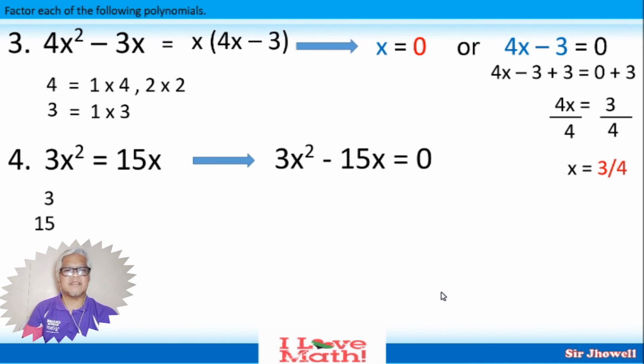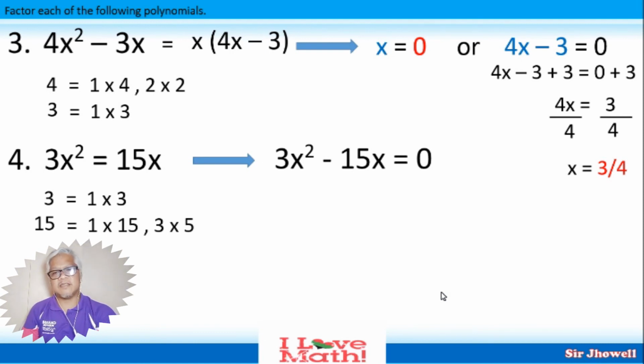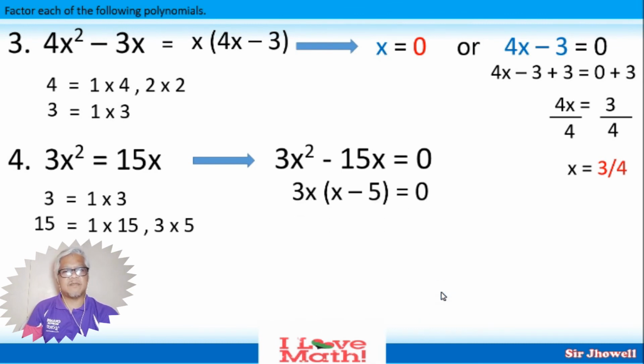3 and 15. Factors of 3, 1 and 3. Factors of 15, 1, 15, 3, and 5. If you notice, there is a greatest common factor of 3 and 15. Ano yun? 3. Oy, very good. Now, sabi natin, pagdating sa variable, x squared and x, the least exponent is 1. Kaya, ang common factor niya ay x. Ibig sabihin, 3 at x. And that is 3x. So, ano yung remaining factor? X minus 5.